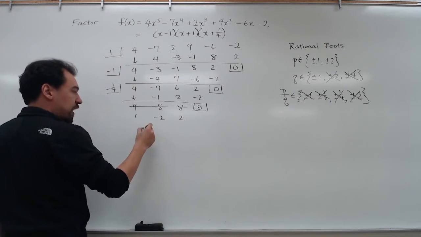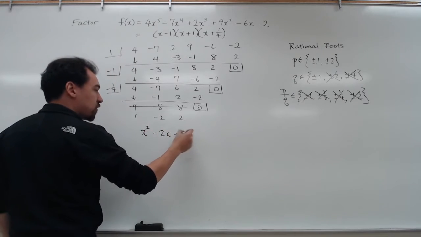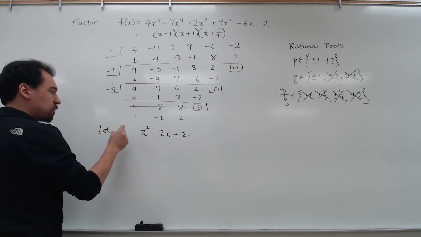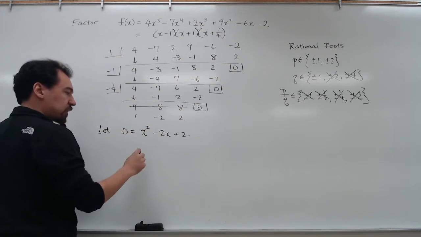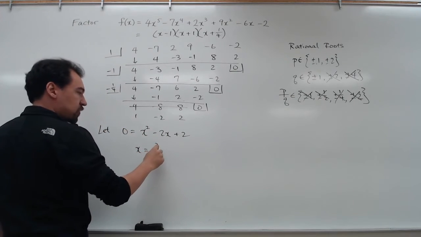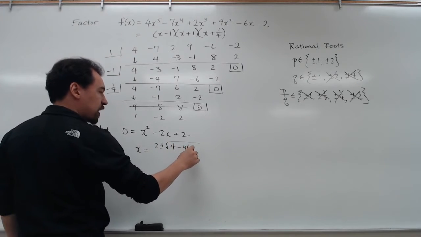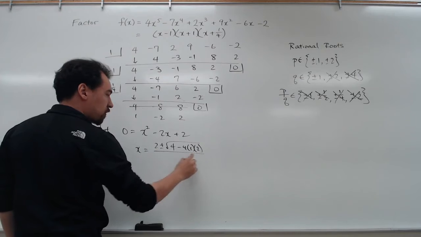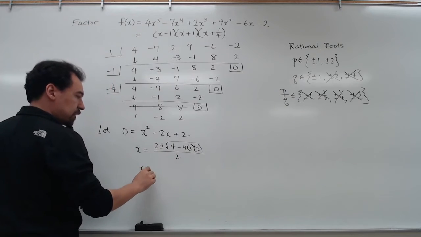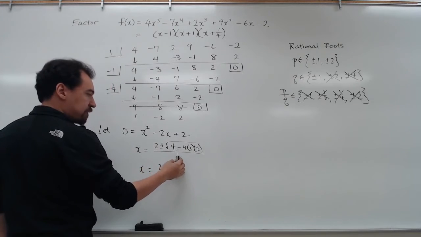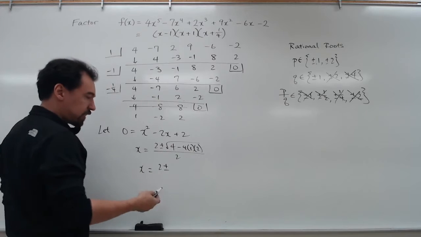We can say, why don't we say x squared minus 2x plus 2, and we'll let this equal 0. So we can use the quadratic formula. x equals 2 plus or minus the square root of 2 squared minus 4 times 1 times 2, all over 2 times 1. This is 2 plus or minus, that's 4 minus 8, which is negative 4.